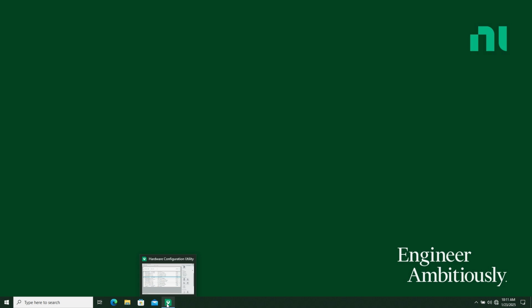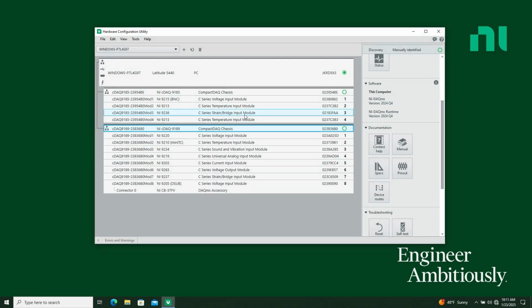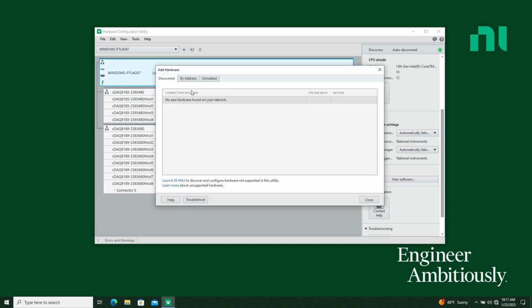Now that you've got them both connected, you can go and open up your hardware configuration utility. Here you should see both of the chassis populated. If you don't, click on your computer and click plus. You may see them here where they can be added.